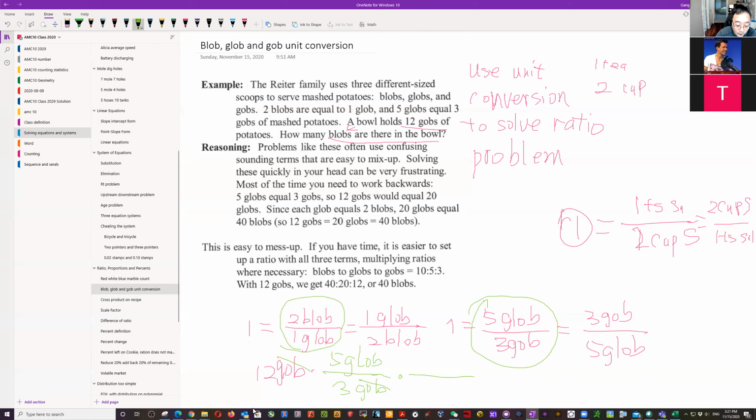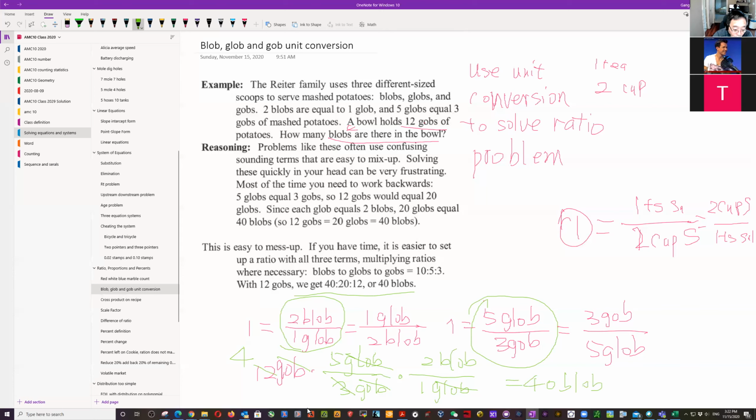And so this is the one glob and the two blob. So I cancel this. And after canceling the unit, I'm going to cancel the number. So this is 12 divided by 3 equal to 4. So 4 here. 4 multiply 5 multiply 2 equals 40. So 40 blob. And this is exactly it, we got it. We don't need to use the continuous ratio here; the problem is using a continuous ratio.